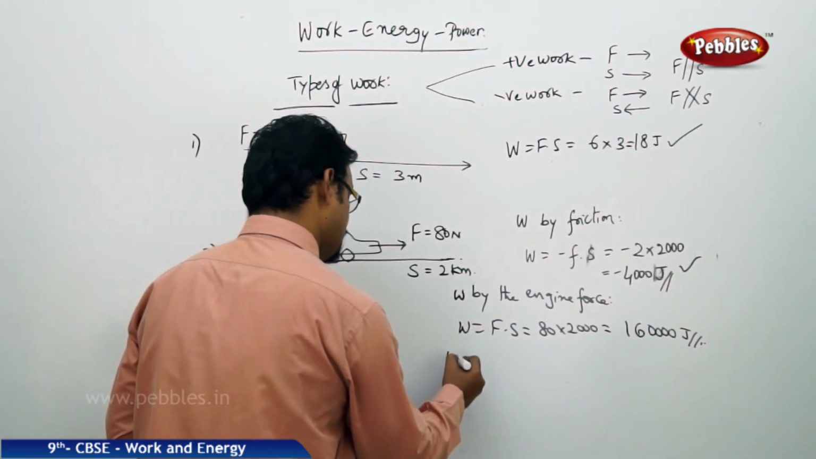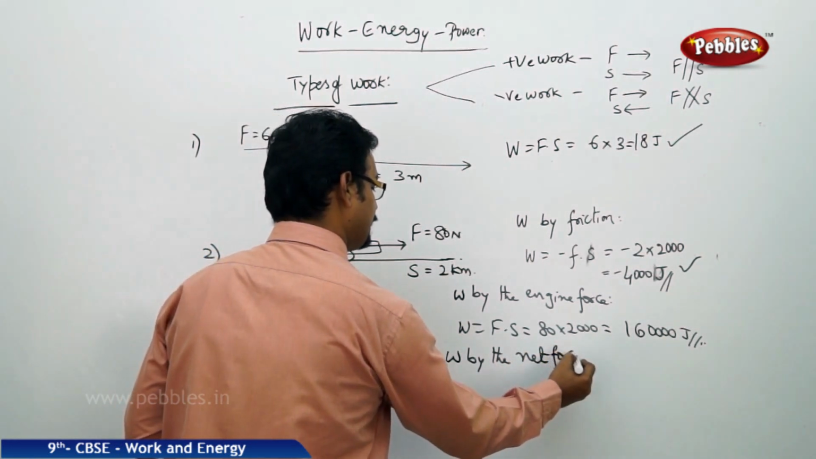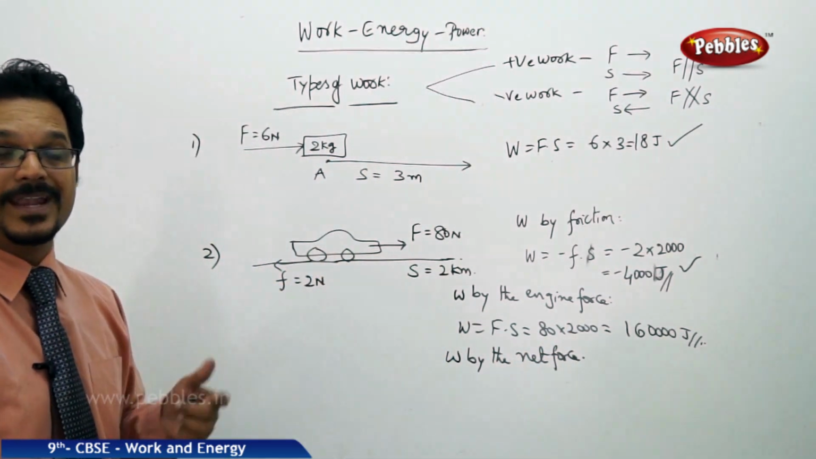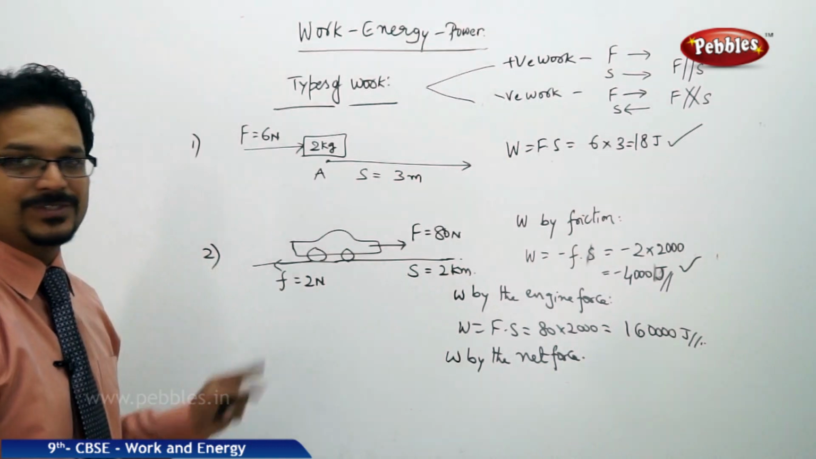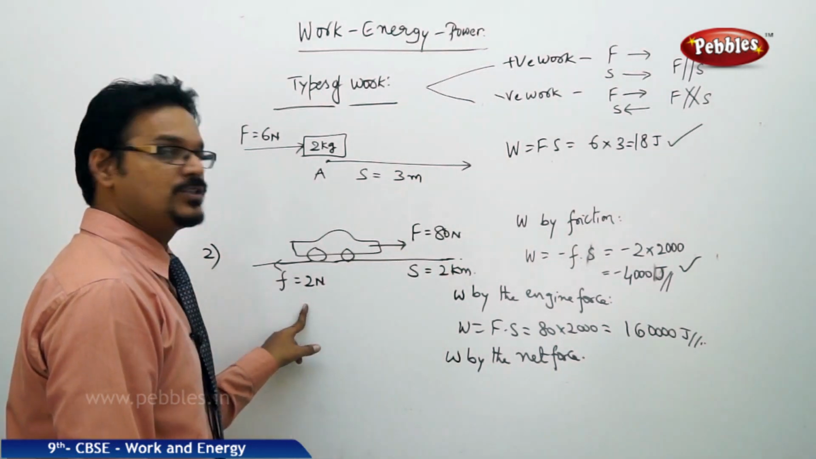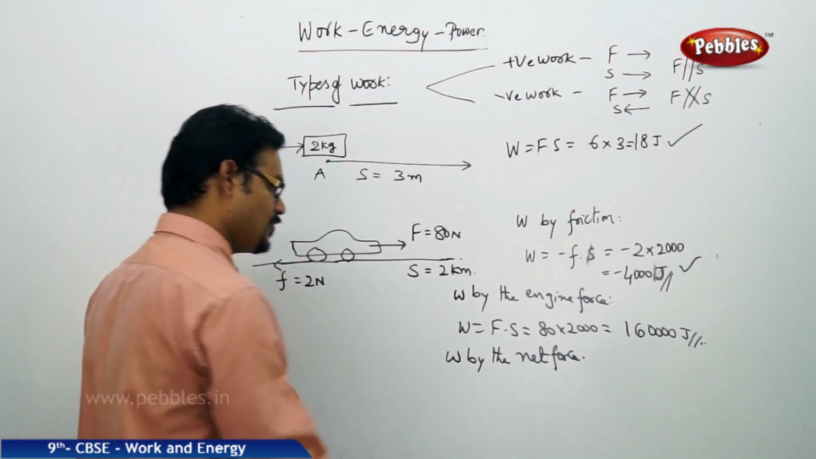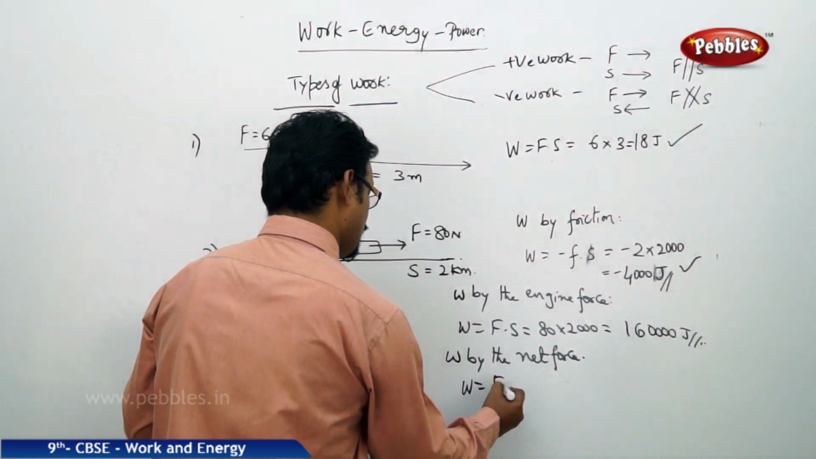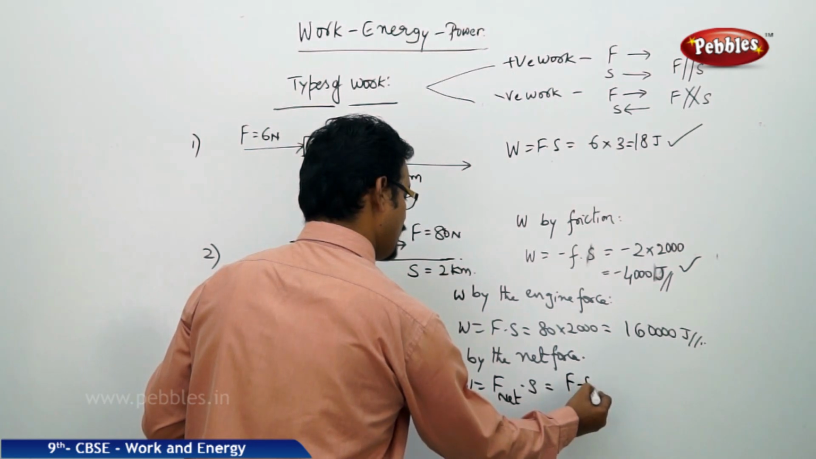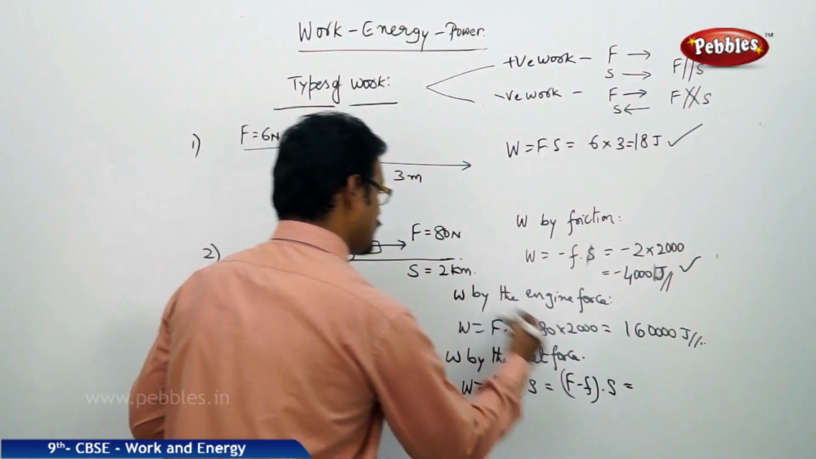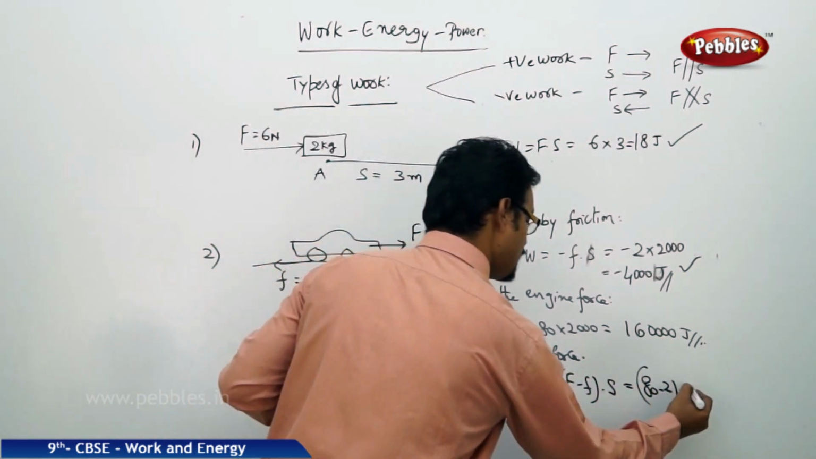Now, see how different questions can be asked. Work done by the net force. We discussed in the previous chapter that net force is the resultant of the forces. So one force is 80 Newton, the other force is 2 Newton. The net force is 80 minus 2, 78 Newtons. So W equals F net into displacement. F net is F minus small f, into S. So 80 minus 2, into displacement 2000 meters.